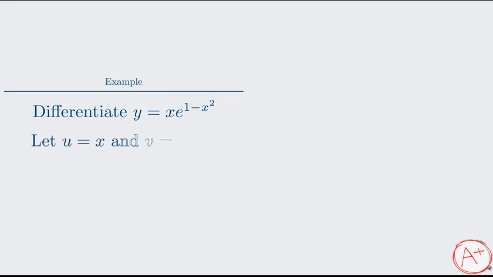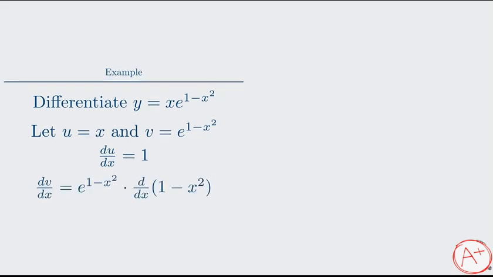In more advanced 9709 questions, your u or v terms may themselves be composite functions. This requires the chain rule to be nested within your product or quotient rule calculation. Let's differentiate y equals x times e to the power of 1 minus x squared. Here, u is x and v is e to the power of 1 minus x squared. u equals x, so du dx equals 1.